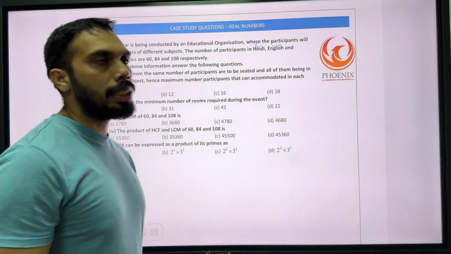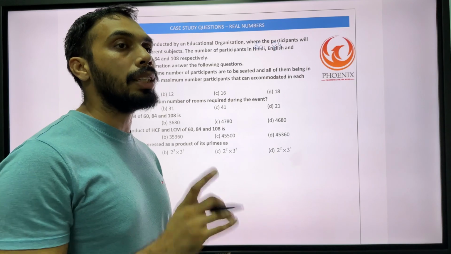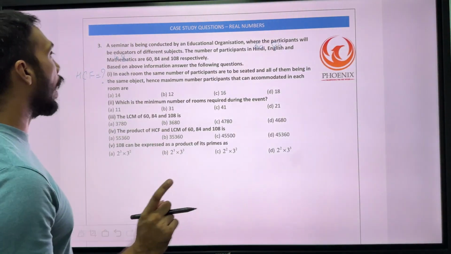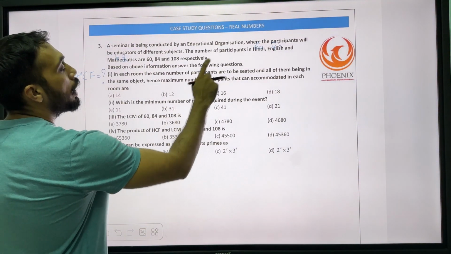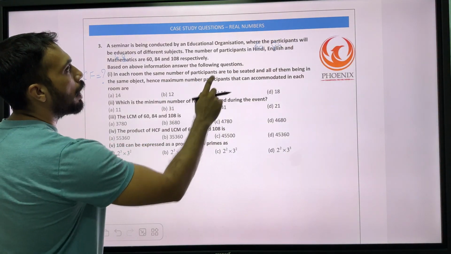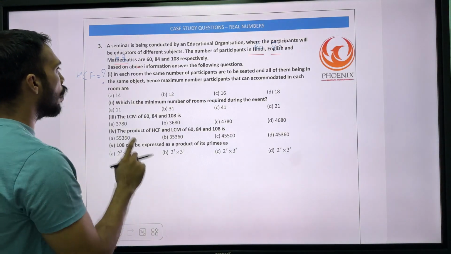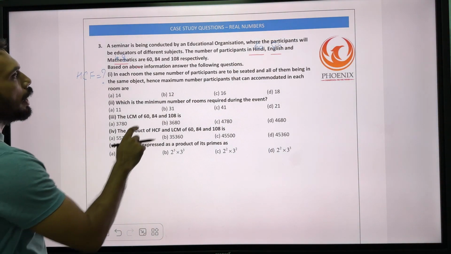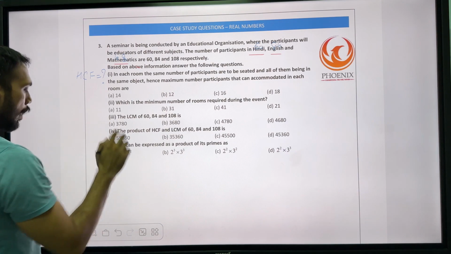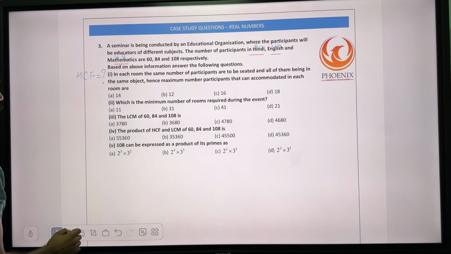You know how to find the HCF. Try to solve this on your own and analyze why HCF, not LCM. But why HCF? Because in each room, the number of participants that can be accommodated is going to be less than 60, 84 and 108. Okay, so that's why we are going to look for the HCF over here. And hence the maximum number of participants that can be accommodated in each room. Let's see how to do that.